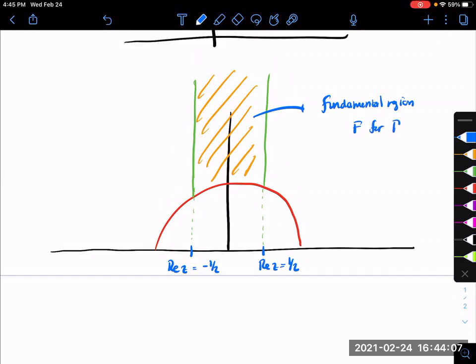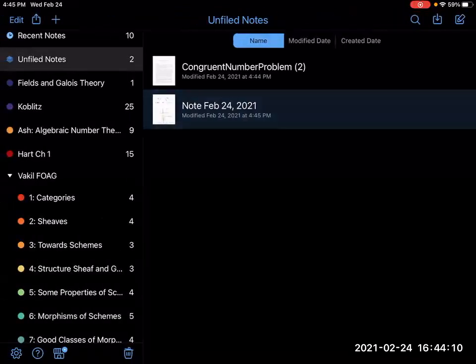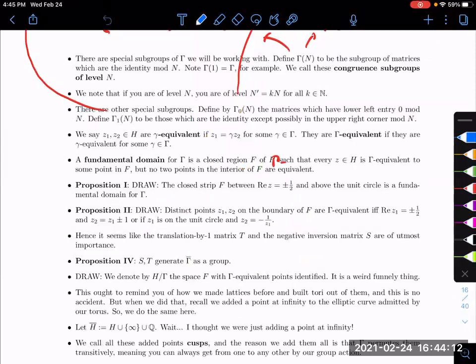Okay, so we have this. This is a crucial thing to be aware of. You might ask, wait a minute. In the definition of fundamental domain, we only required that no 2 points in the interior of F be equivalent. But what about the boundary of F? When do we get gamma equivalence on the boundary of F? That's the next question, right? And for this nice fundamental domain for gamma, we have the answer, and it's completely nice.